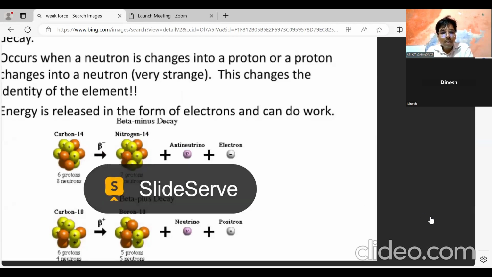Yes, sir. You can check this carbon 14 nucleus. It is going to convert into nitrogen. Here one electron it is going to lose. Initially, it has 6 protons, 8 neutrons, that is 14. Nitrogen 14. Beta minus means negative beta decay. Clear? Beta plus means positive beta decay, with a positron, and this particle is neutrino. Clear? I think you understand this.